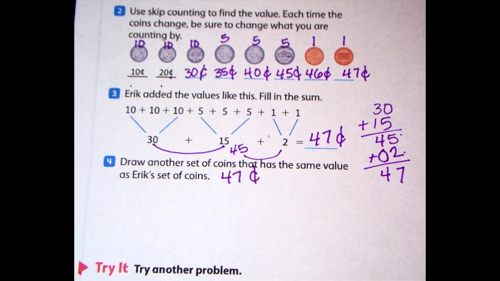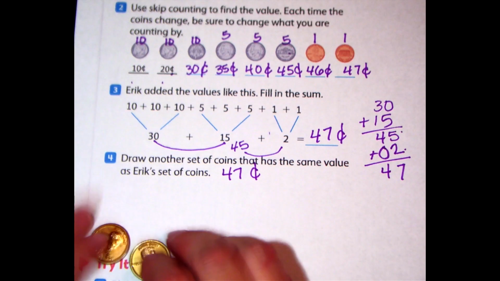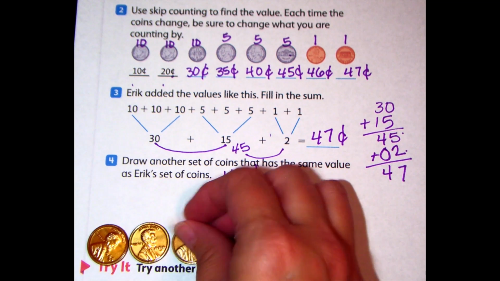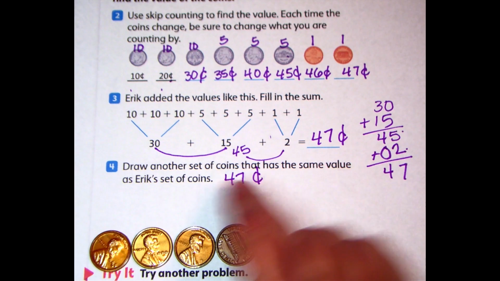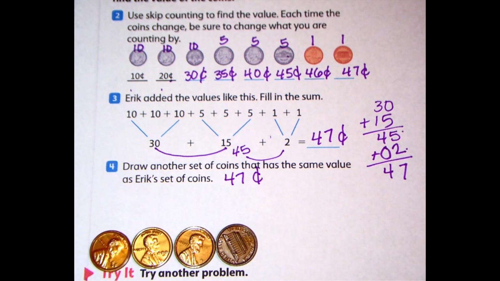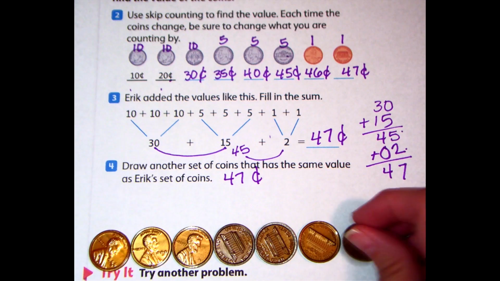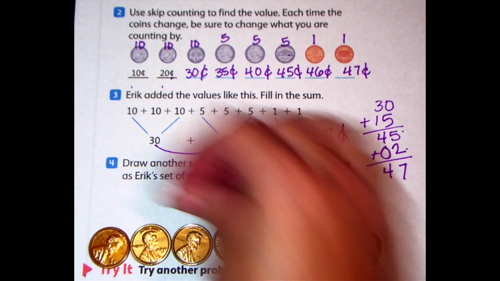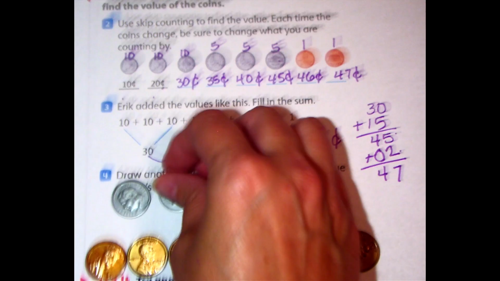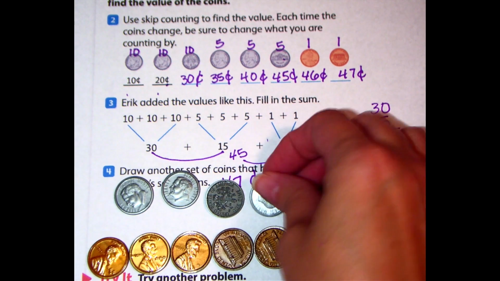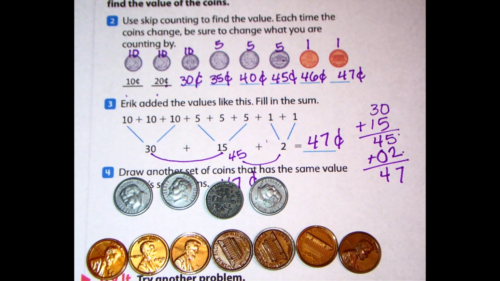Well, there are many, many ways I can do this. I can put down 7 pennies to get my 7 cents here. And it's like breaking up a number. We have 40 plus 7. So here's my 7. Now I need my 40. So I can do 4 dimes, 10, 20, 30, 40. Okay, that makes 47.